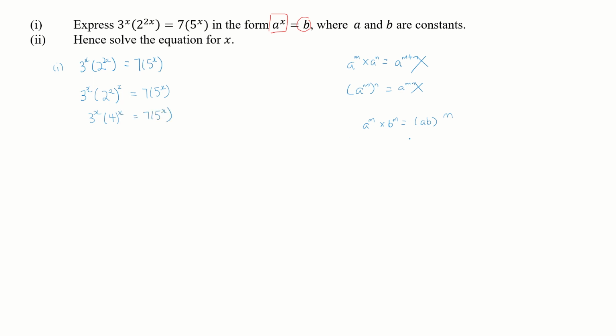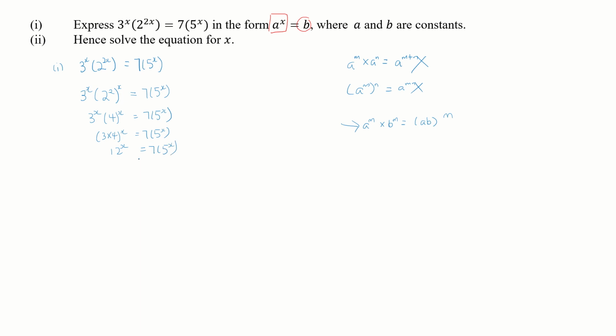So now we can apply this law already. Because here I have something to the power of x, here something to the power of x, both the same power, so I know that this is 3 times 4 to the power of x is equal to 7 times 5 to the power of x. So here is 12 to the power of x is equal to 7 times 5 to the power of x.